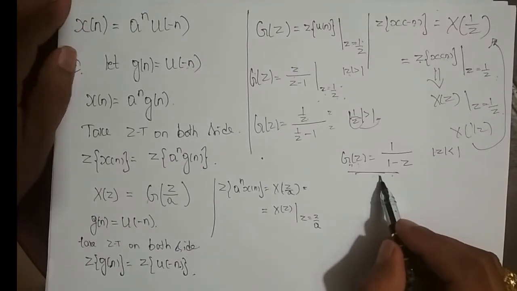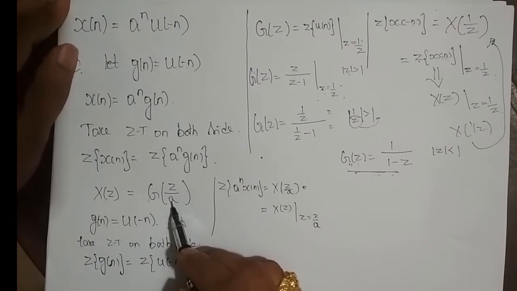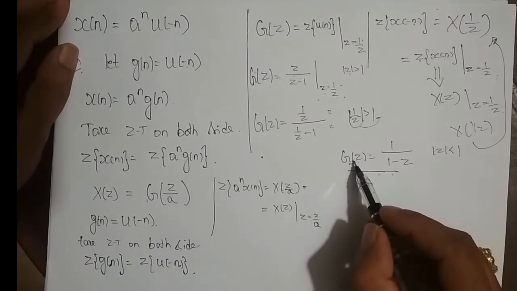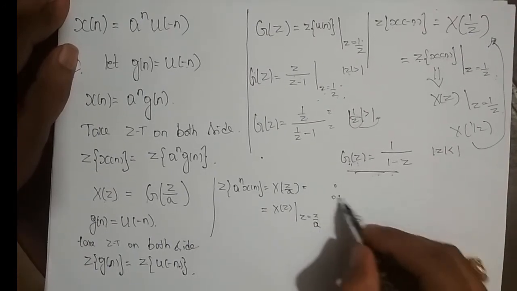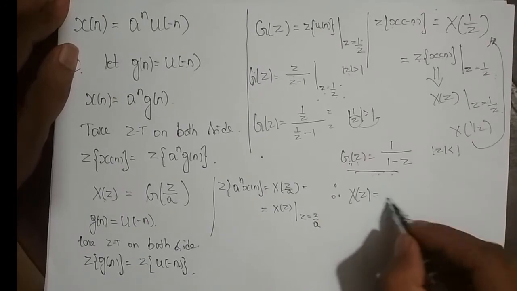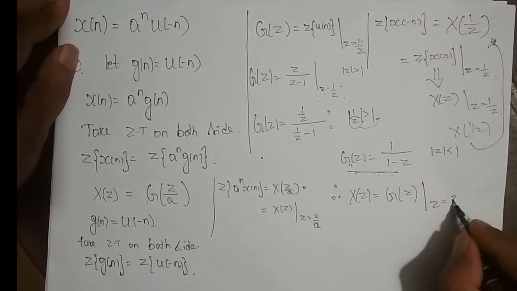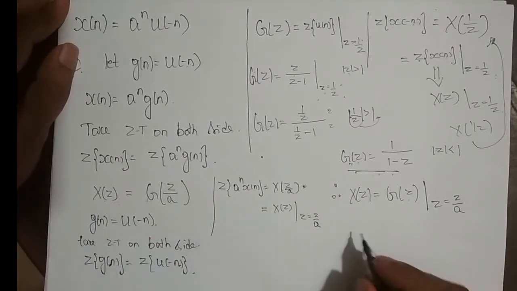Okay, so now I got G of z. But what do I need? What I am trying to find is X of z, and X of z is what? G of z by a. Since I got G of z, I can get G of z by a just by replacing z by z by a in this equation. So X of z is equal to G of z at z equal to z by a. That is nothing but this equation.